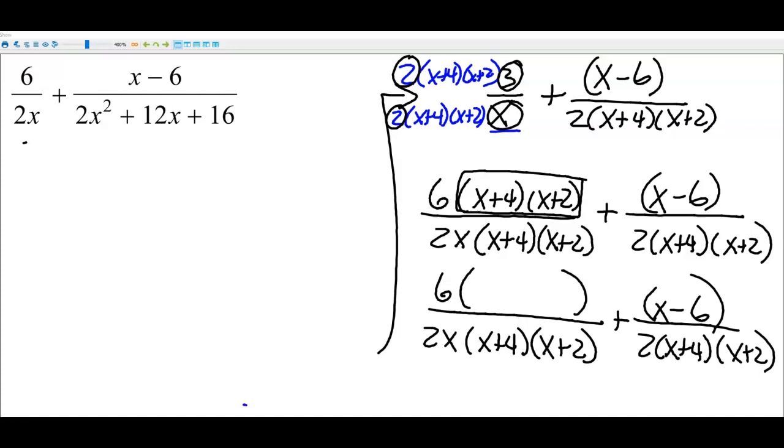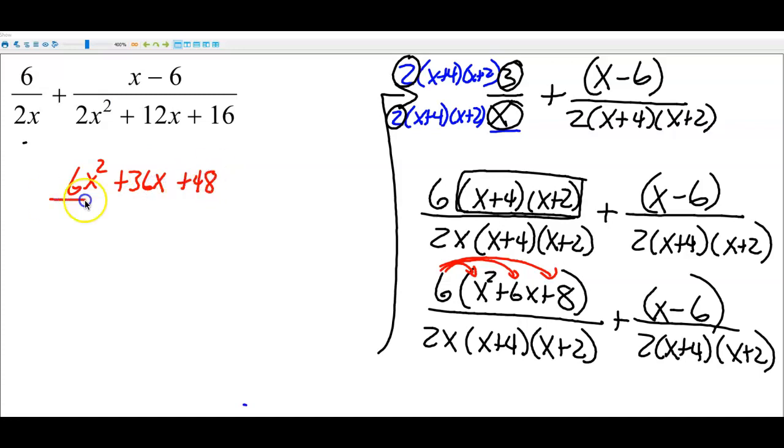All right. Okay. So, Brittany, what did you get for your box method here? Good. Okay. The next step, you guys, would be to go ahead and distribute. So that gives me 6x squared plus 36x plus 48.